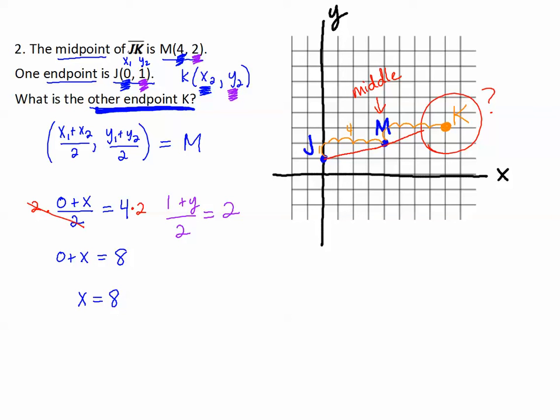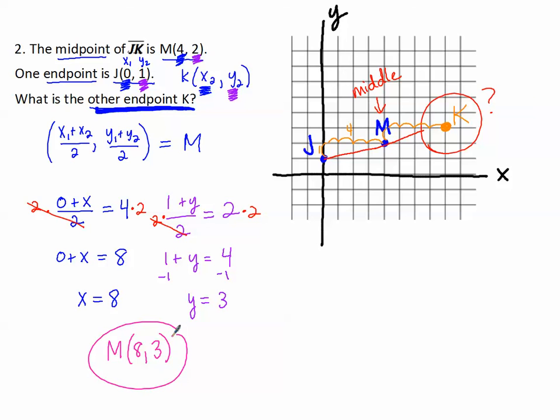Let's look at the other equation. Again, I'm dividing by 2, so the opposite is to say times 2, and do it on both sides. What's left over on the left? 1 plus y, and on the right, 2 times 2 is 4. This time we need to get rid of the 1 that's added, so subtract it from both sides, and y equals 3. So my final answer for my endpoint is 8, 3.